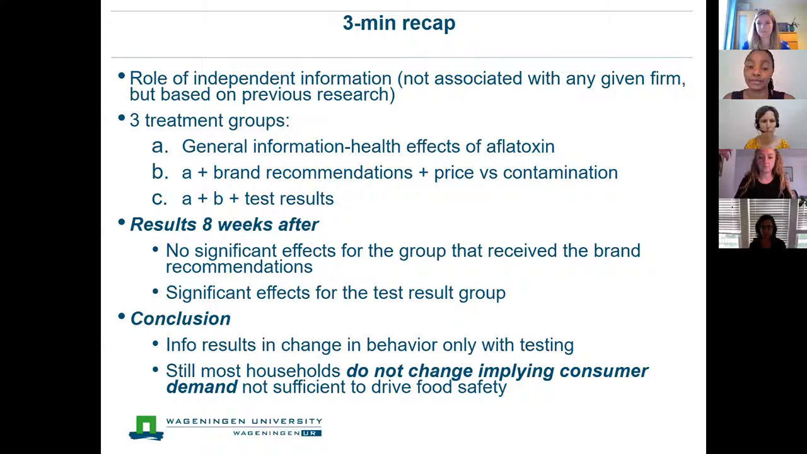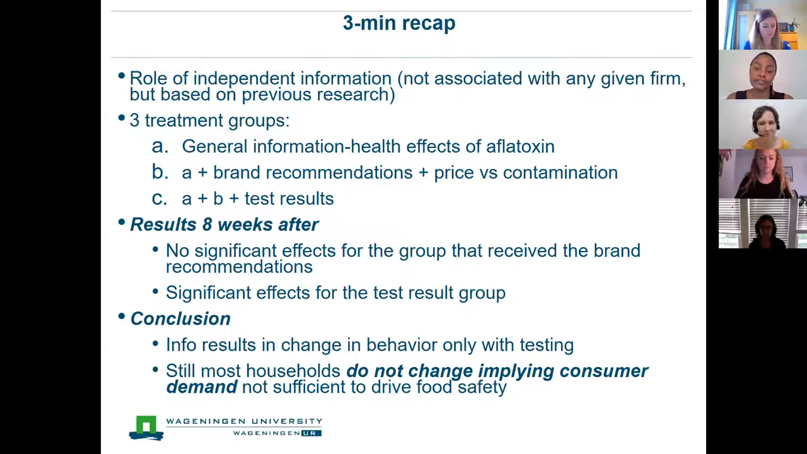And also the result that the price of the brand is negatively correlated with contamination, or the more expensive brands are more likely to be safer. Another group was given the general information, the brand recommendations, and also a test result of the flour that was being consumed at the time of visit, showing whether the flour is above or below the Kenyan limit.